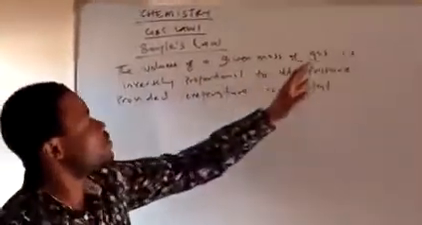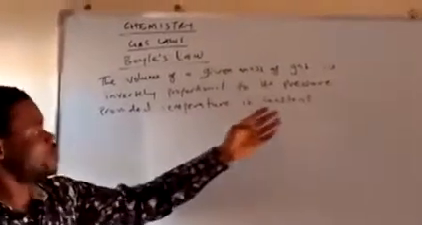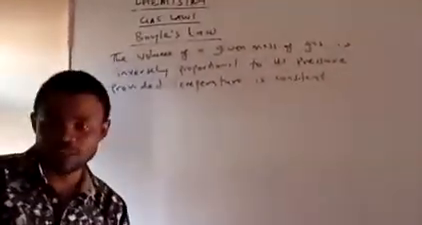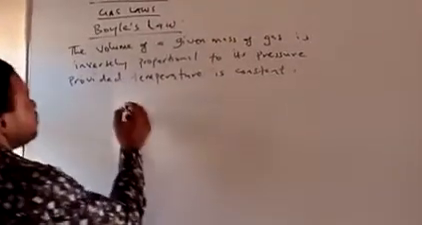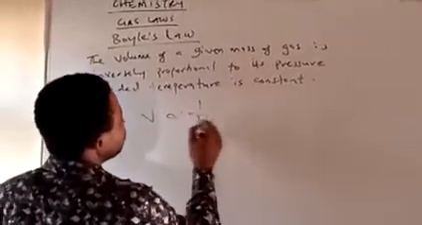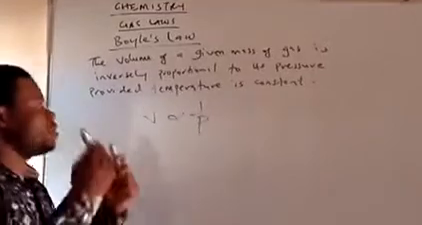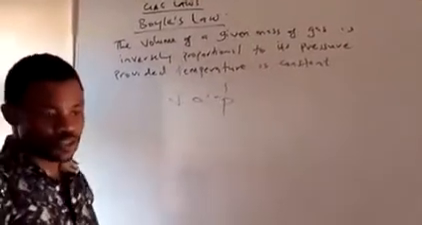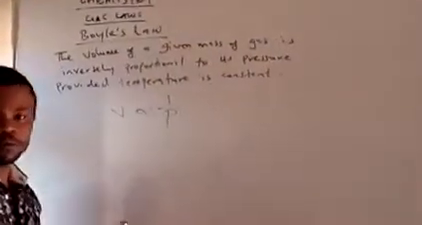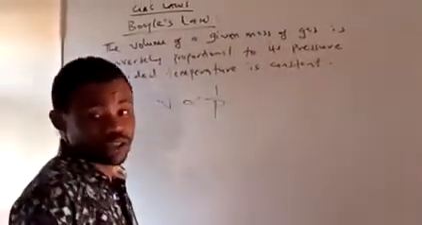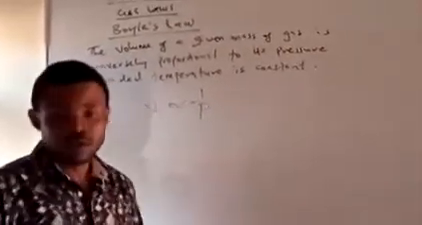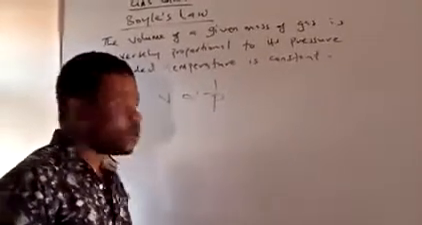The volume of a given mass of gas is inversely proportional to its pressure, provided temperature is constant. We've talked about proportion before. If I tell you that V is inversely proportional to pressure, what does that mean? If I increase volume, pressure will decrease. If I decrease volume, pressure will increase. That's what it means. Inversely proportional means that one quantity is going up, the other comes down. One is coming down and the other goes up.